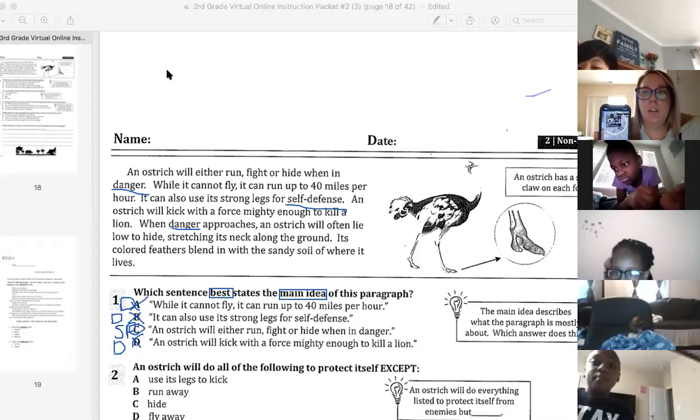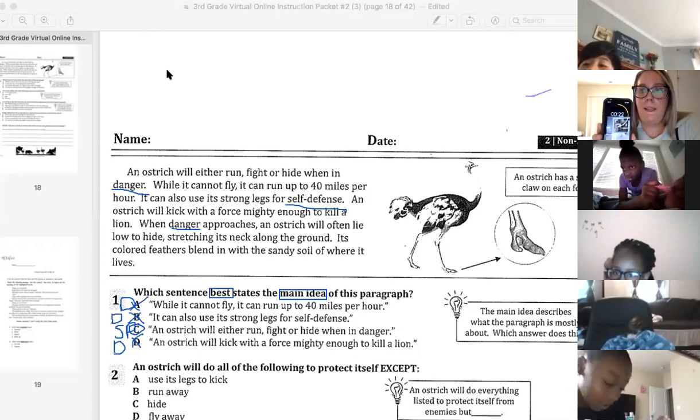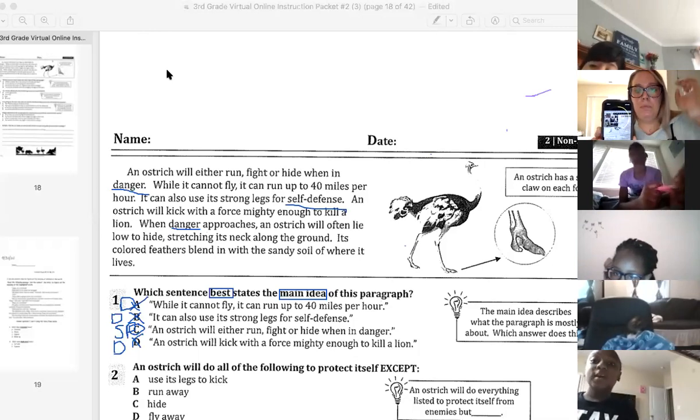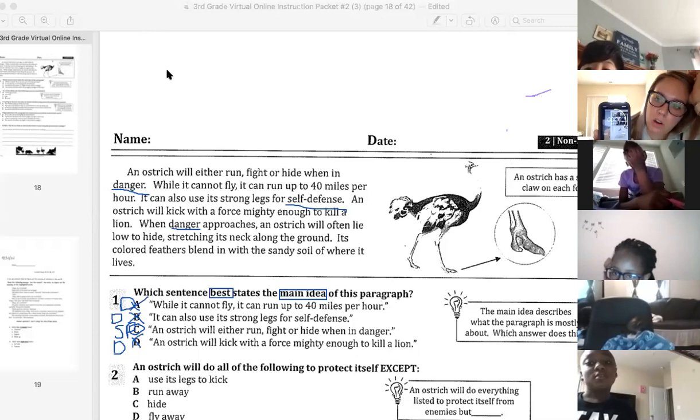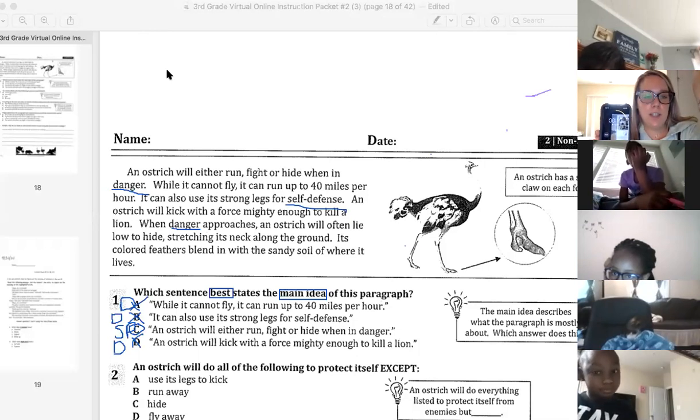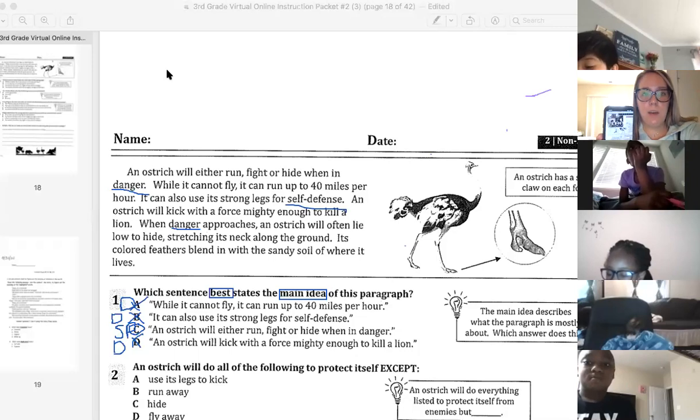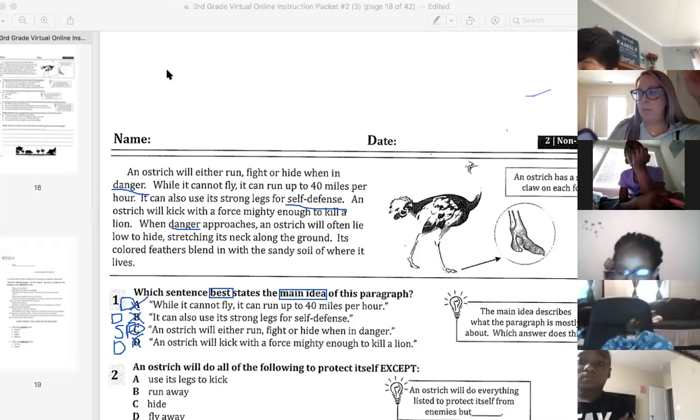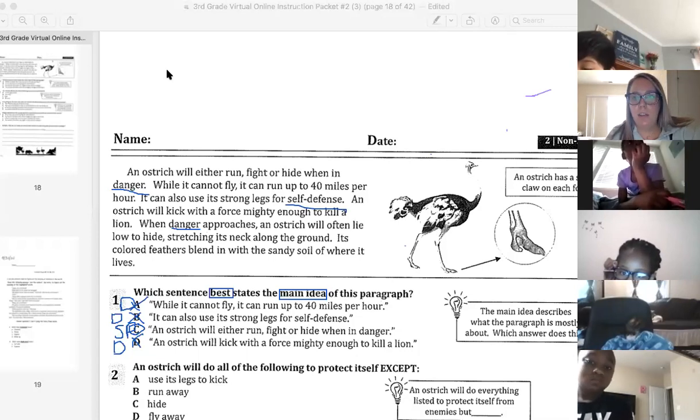Yes, Serenity. Okay, so C is trying to just tell you all the things it can do. Okay, so essentially C is telling you, let me go over this again. So A is a detail, okay? So A is telling us how it protects itself when it's in danger. B is a detail because it also tells us how it protects itself when faced with danger. Same with D. If it's mighty enough to kill a lion, it can most likely kill other animals that are trying to attack it as well.